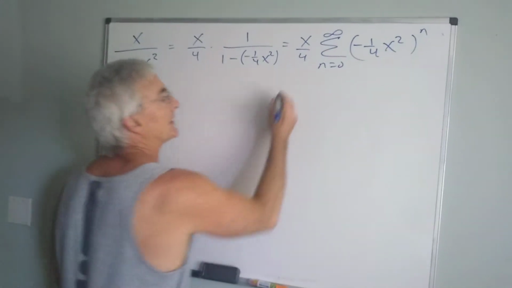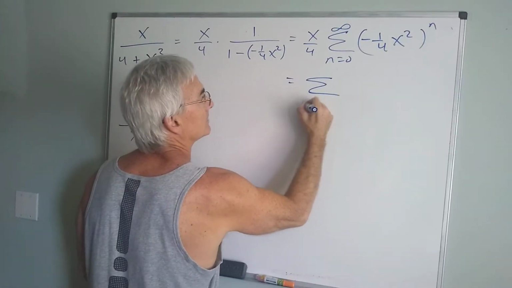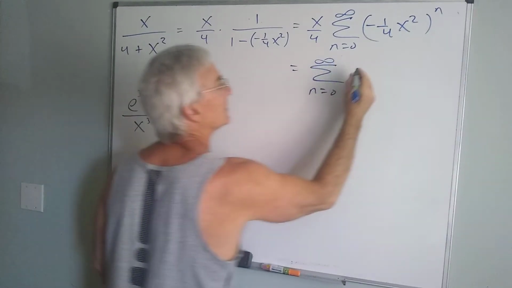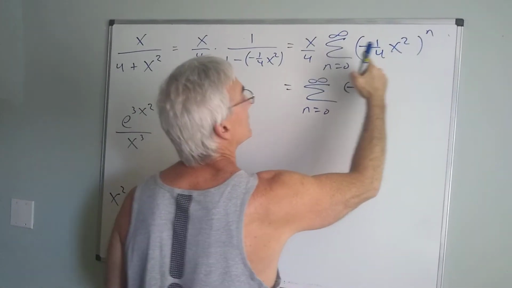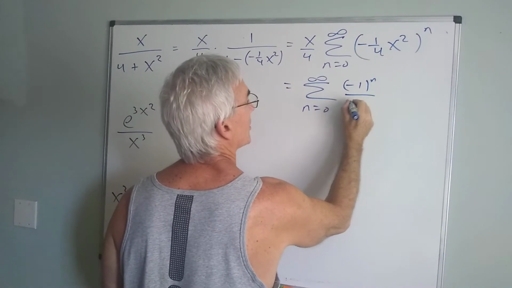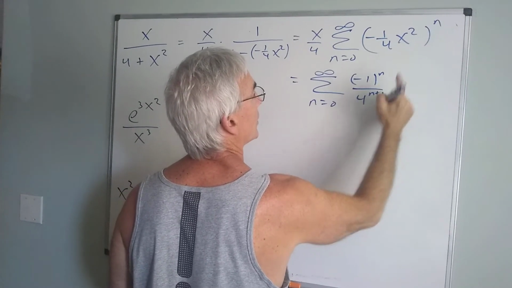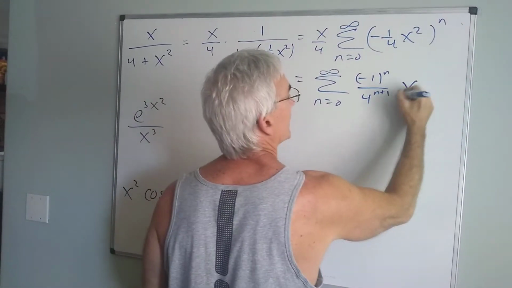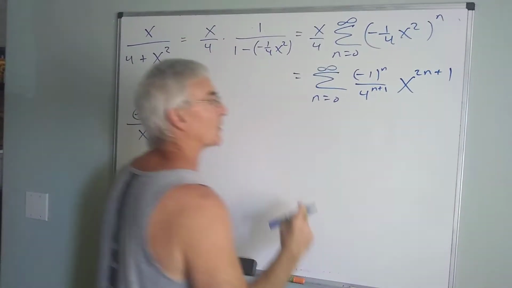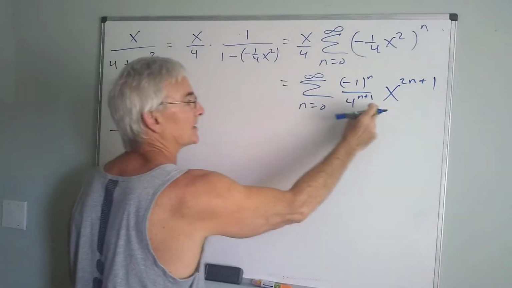Now when I manipulate that and simplify that, I can get it all the way down to this form here. Negative 1 to the n over 4 to the n plus 1. I have x squared to the n, that's x to the 2n, and then plus 1 more. So I recognize that this leads me to here.